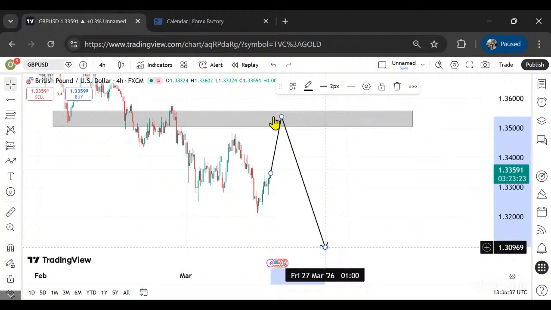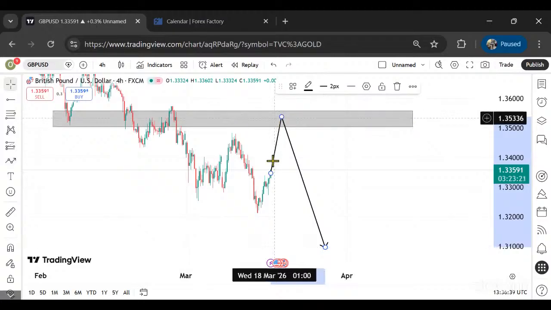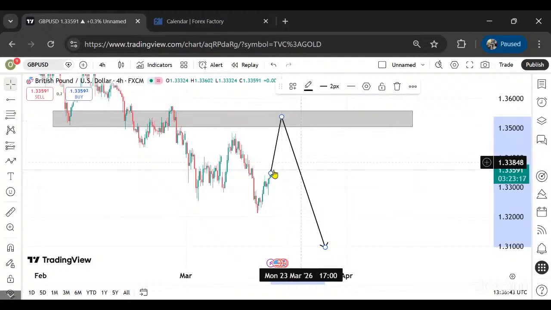So this is the area I'm going to watch for this trade. The trade might not happen today, maybe tomorrow, around this time tomorrow, the chart is likely to reach here. Then we sell.